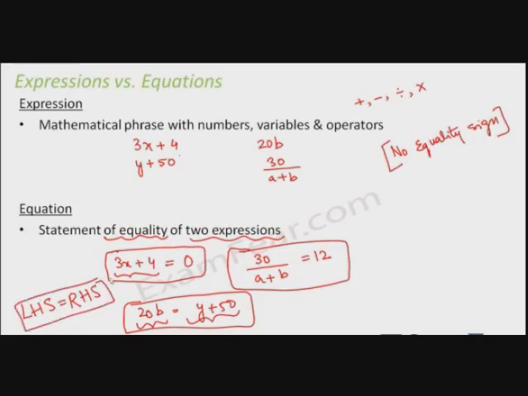Now that means, for example here, the value of x should be such that 3 into x plus 4 should be equal to 0. So this is a mandatory criteria that anything on left hand side has to be equal to anything on right hand side.